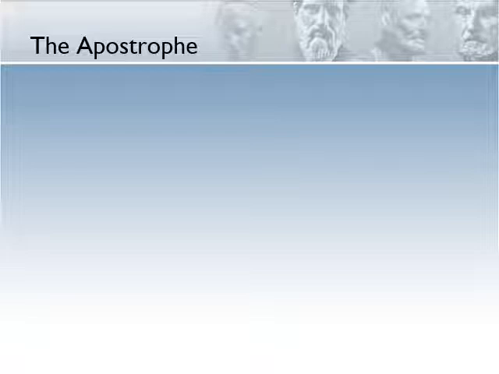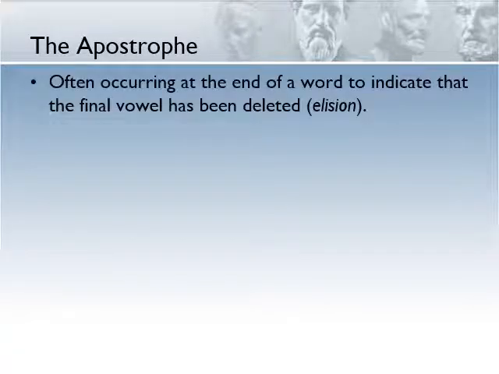So Greek has an apostrophe also. It often occurs at the end of a word in Greek to indicate the final vowel has been deleted. This is a feature known as elision. We say that that final vowel has elided. A vowel can elide, and that feature is called elision, and it will be noted by the presence of an apostrophe.